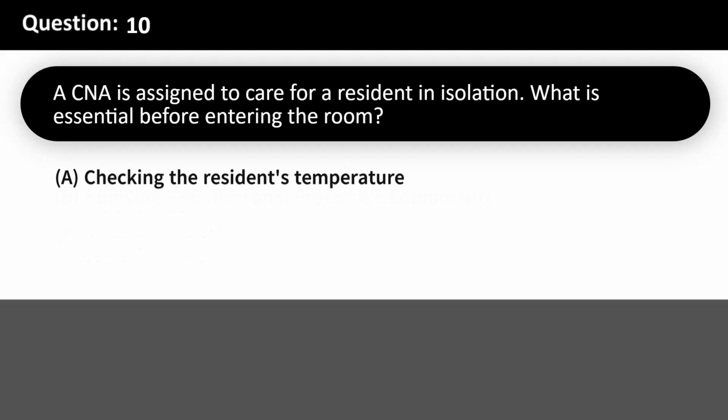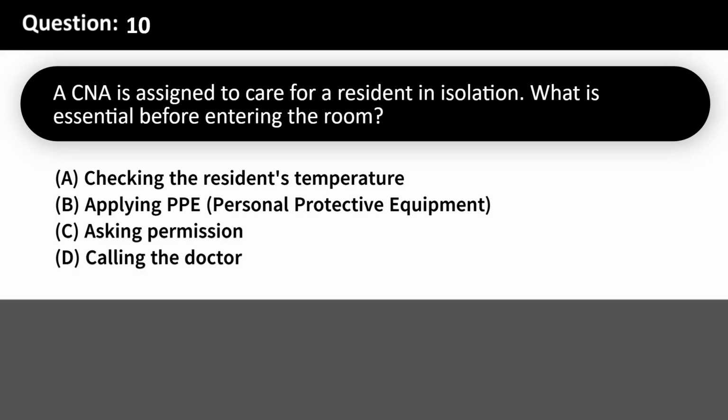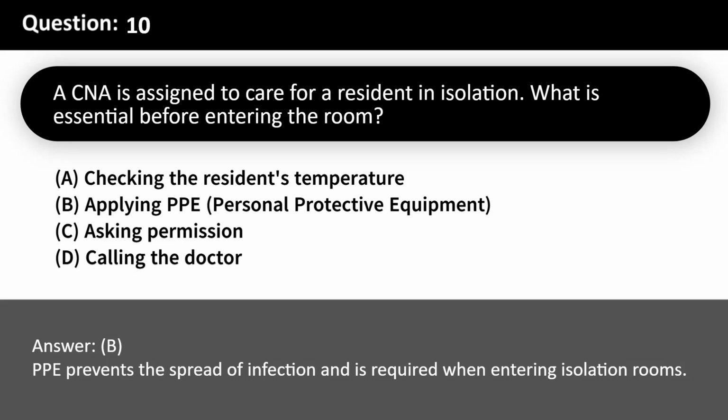A CNA is assigned to care for a resident in isolation. What is essential before entering the room? A. Checking the resident's temperature. B. Applying PPE, personal protective equipment. C. Asking permission. D. Calling the doctor. Answer: B. PPE prevents the spread of infection and is required when entering isolation rooms.